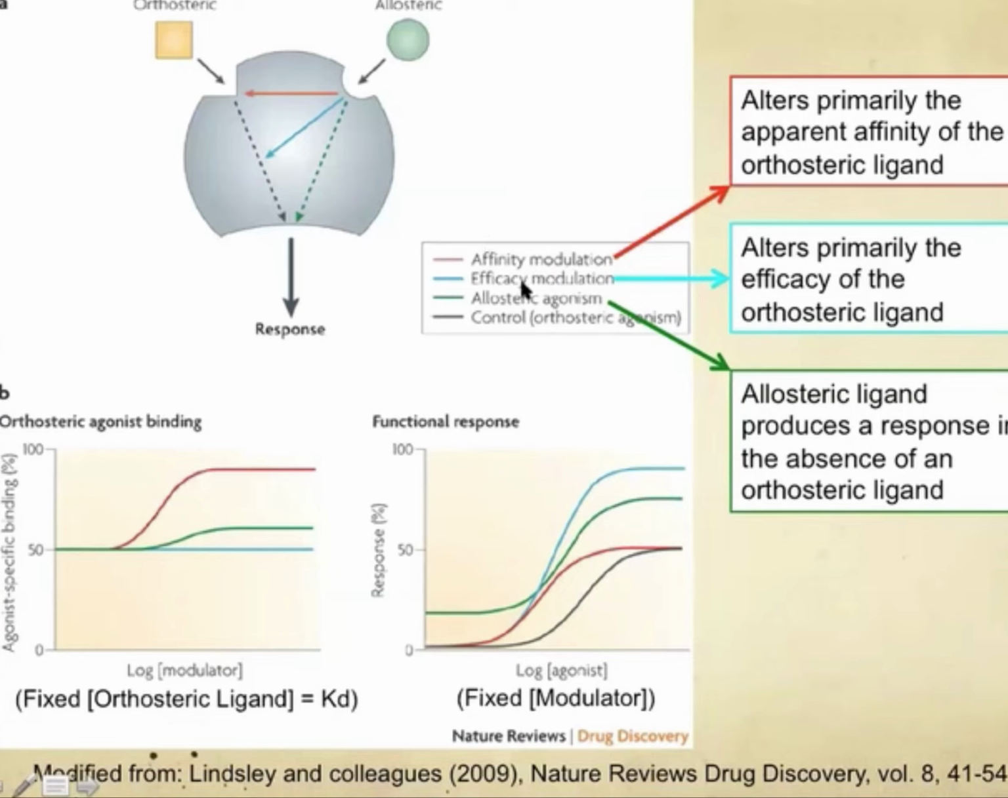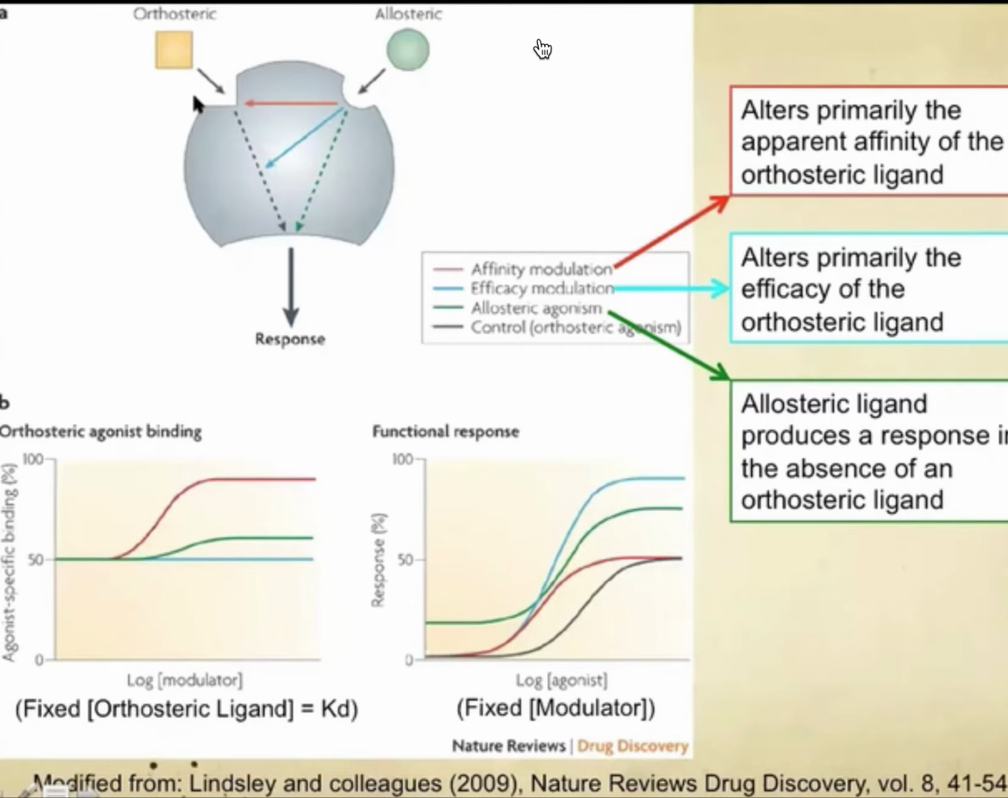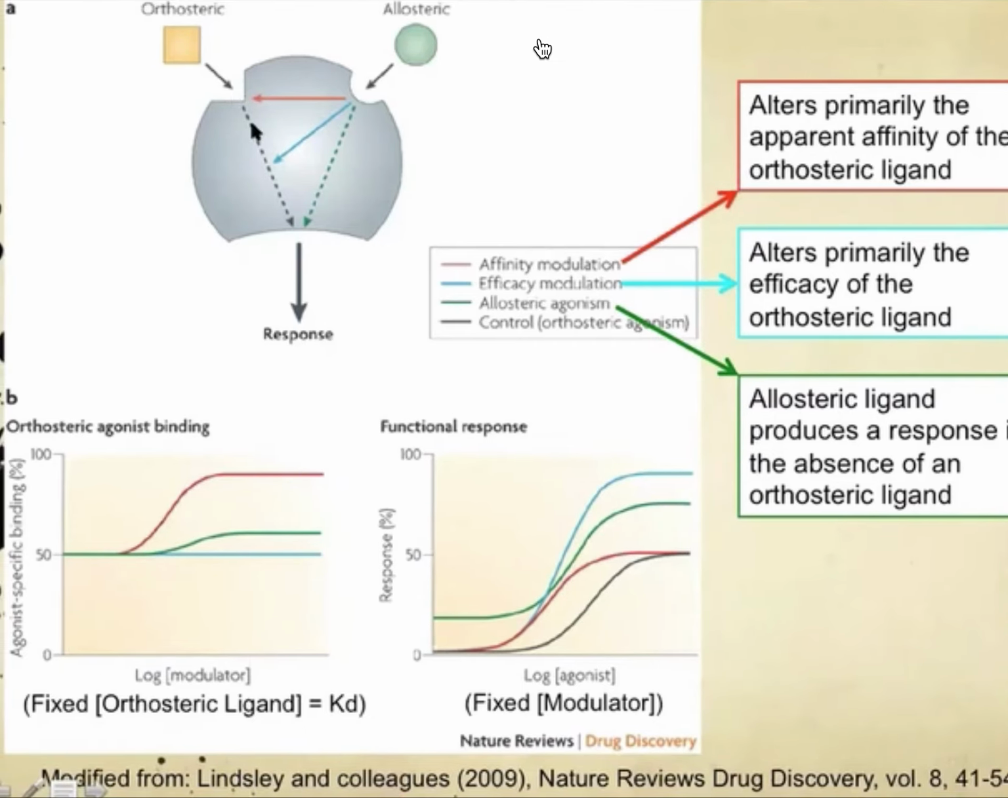Another possible effect is efficacy modulation. So in this case, you can see that up here, it's affecting not the binding event, not how the orthosteric ligand binds, but actually how it leads to its response. So it's amplifying the effect of the orthosteric ligand after it's already bound. And so you can see down here that if we compare with the black curve, instead of shifting it to the left the way that affinity modulation does, it actually shifts it up. So it's actually increasing the efficacy. That's why it's called efficacy modulation.